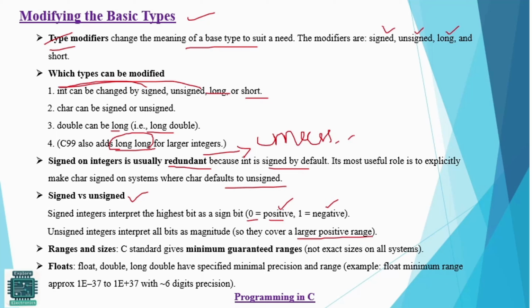Ranges and sizes. The C standard gives a minimum guaranteed range, not an exact size on all systems. As the size varies on different systems, that is 16-bit system and 32-bit one. And float, double, long double have a specified minimal precision and range. Here an example is given. The minimum range of float is approximately 1e-37 to 1e+37, that is approximately 6 digits precision. Means the precision varies for float, double, and long double.